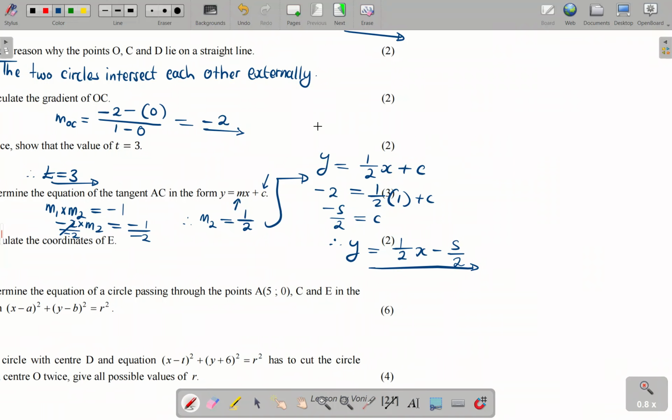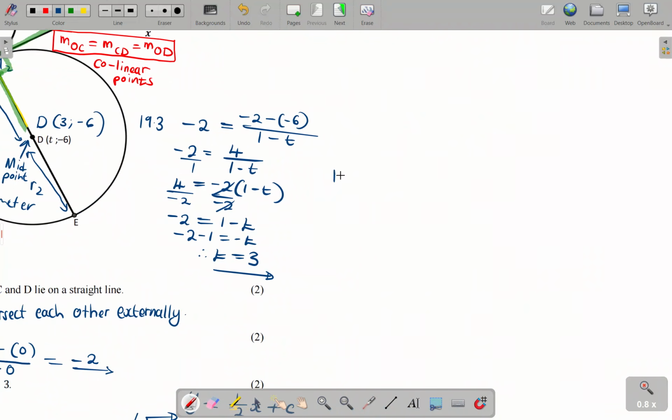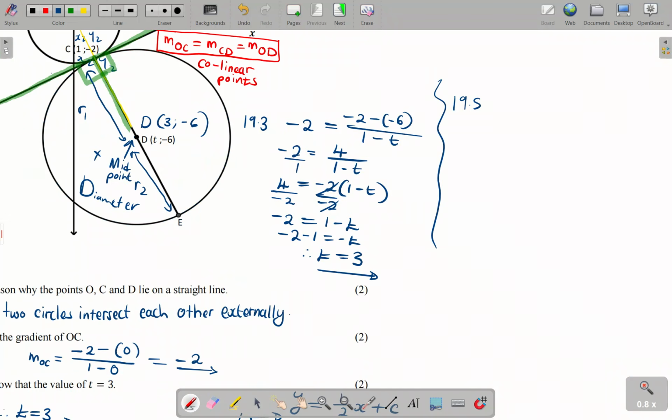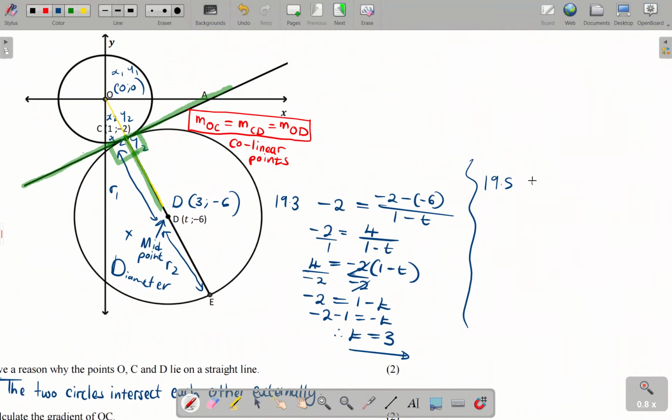So let me see, 19.5. Let me answer it here. So 19.5. Is it 19.5? Let me cross check. All right. So remember the midpoint formula: x1 plus x2 all over 2, y1 plus y2 all over 2.